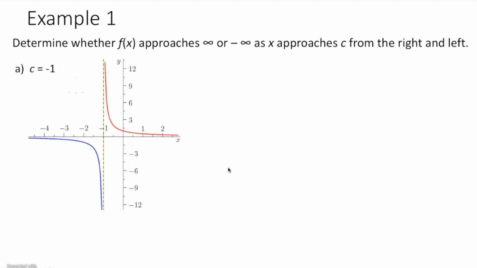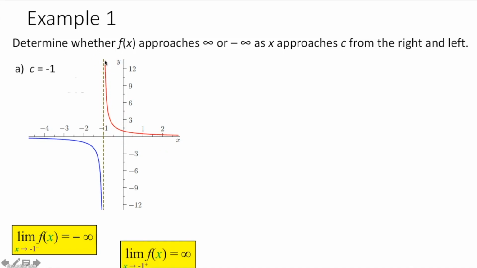Now example 1 says determine whether f of x approaches infinity or negative infinity as x approaches c from the right and left. So here our c value is -1, and you can see we have an asymptote here. So the limit of our function as x approaches -1 from the left is going to be negative infinity because our function goes towards negative infinity. The limit of our function as x approaches -1 from the right is going to be positive infinity because our function keeps increasing exponentially as it approaches -1 from the right.